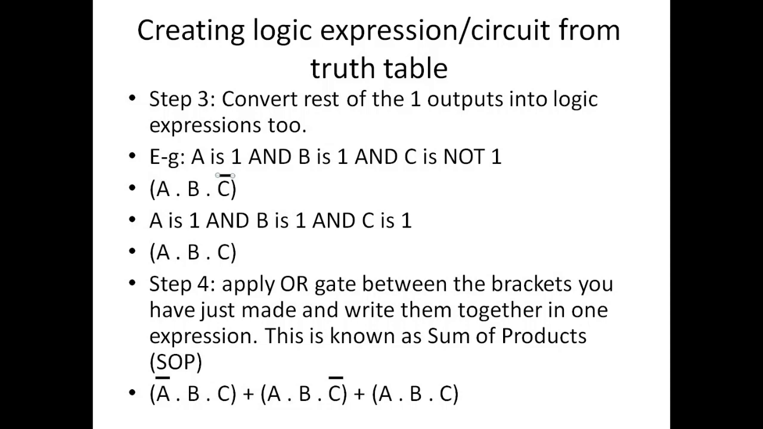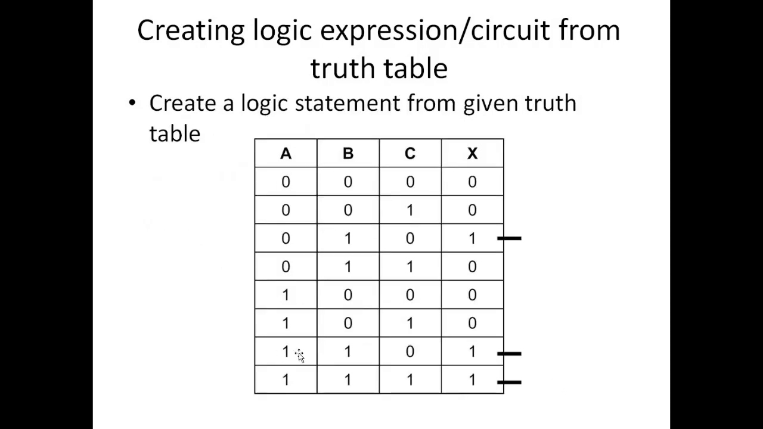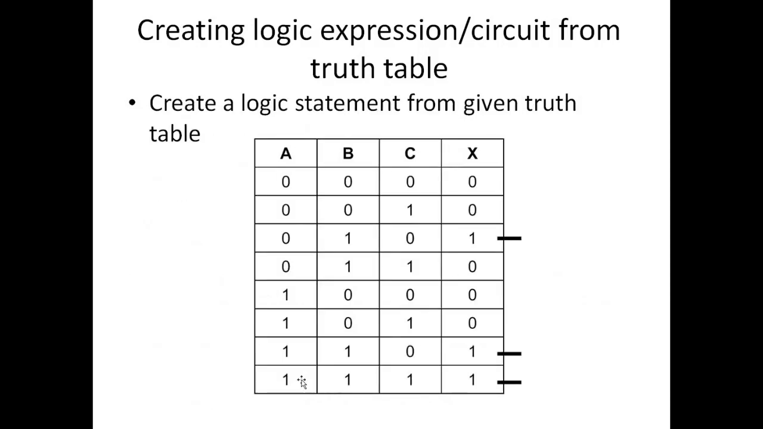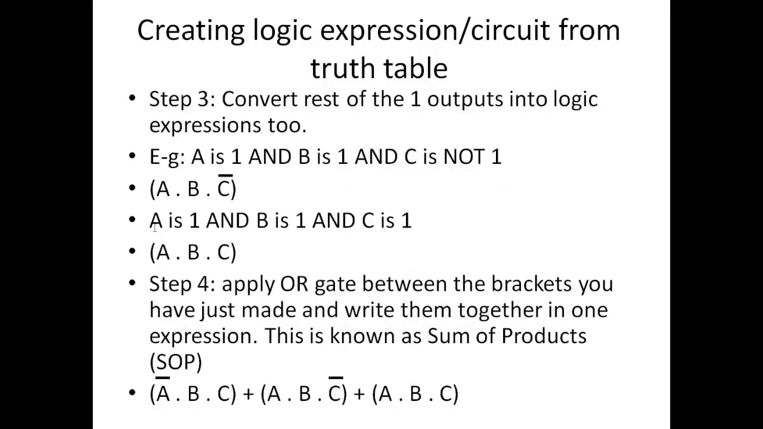How? The next line we have is A is 1, B is 1, but C is not 1. So we go with A dot B dot C bar. And the last one we have, all are 1s, meaning A is 1, B is 1 and C is 1. So A dot B dot C, bracket close.